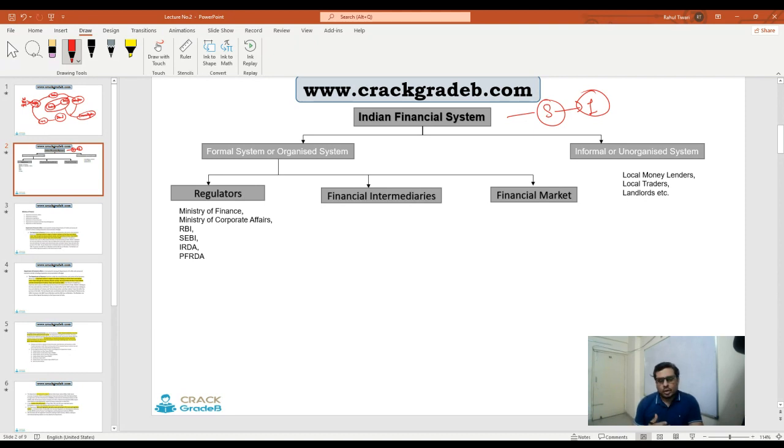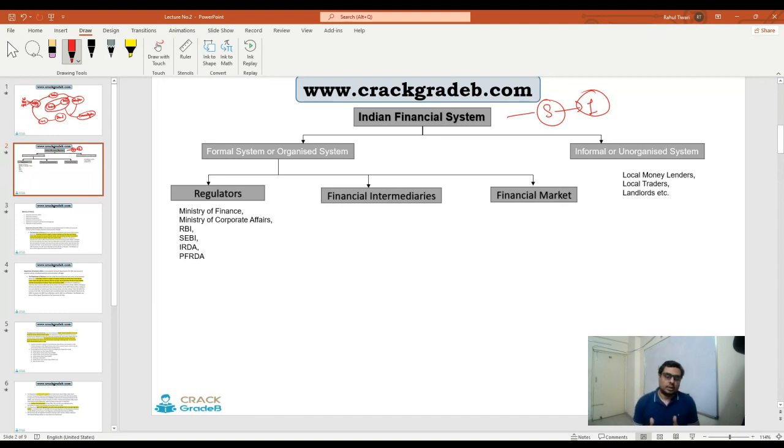Though they are not going to ask this question, you must know it. Why must you know? Because if you see the broader spectrum, beyond the Indian financial system, we will go to the entire Indian economy. In the entire Indian economy, the formal sector is working along with the informal sector.